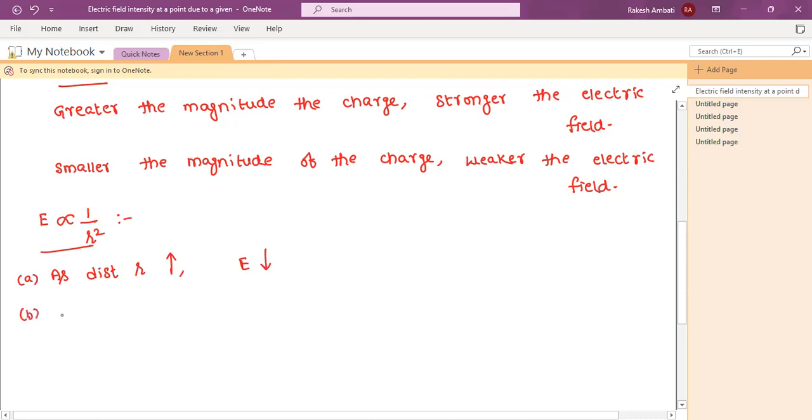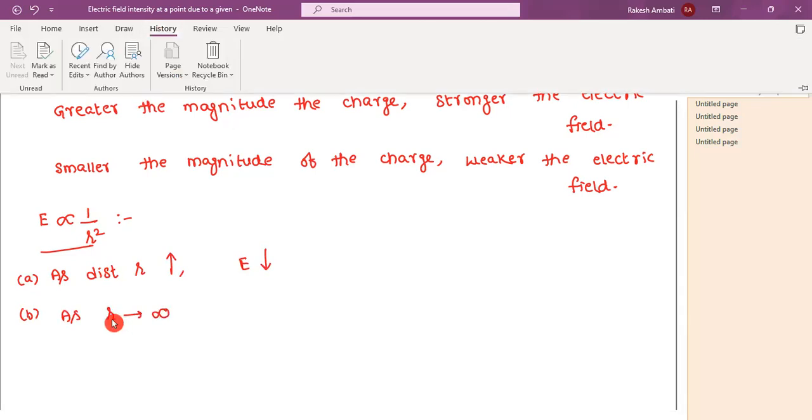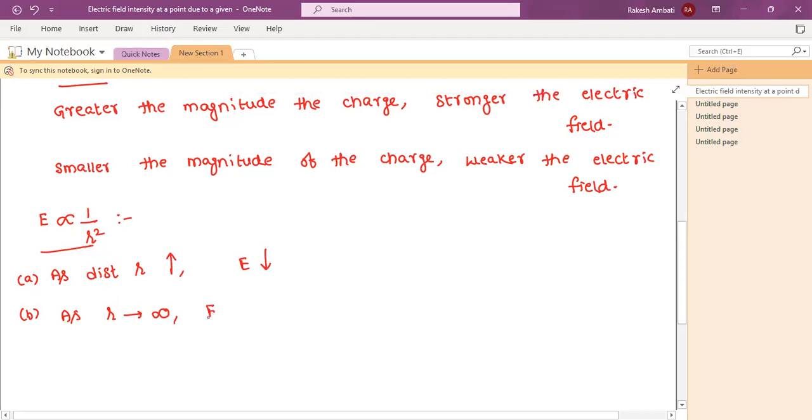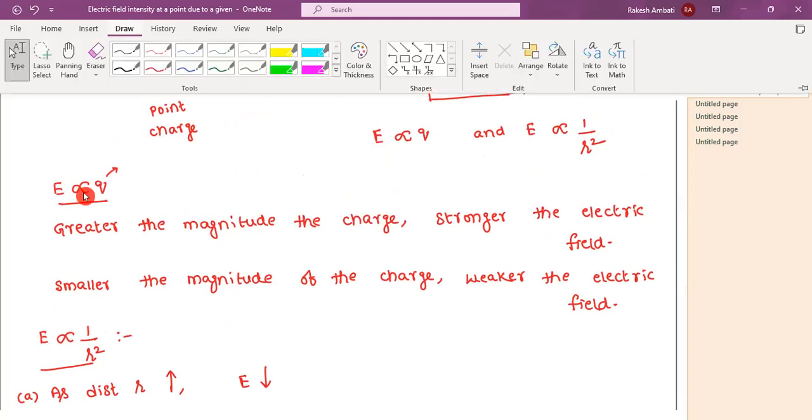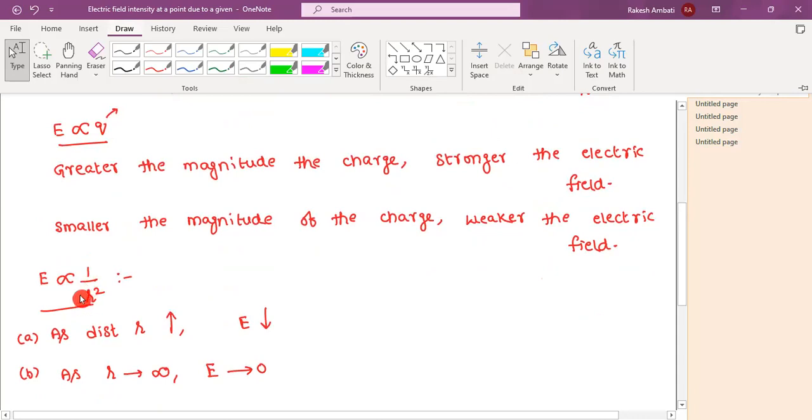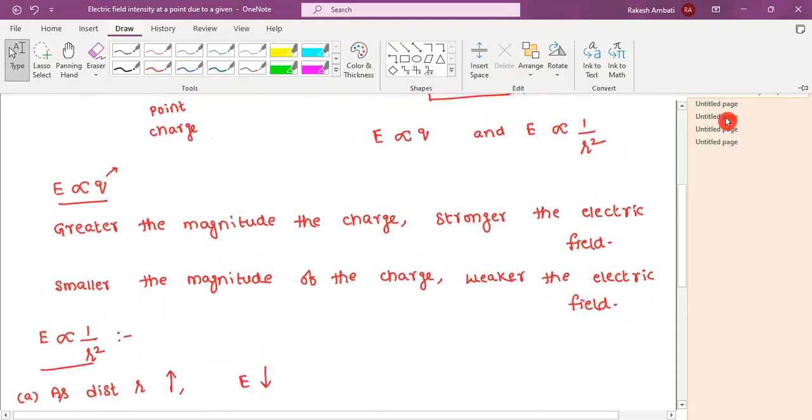The second point is, as R tends to infinity, that means at greater distances, the electric field tends to 0. So these are the two important points we have: E proportional to Q, and E proportional to 1 upon R square. Okay, next.